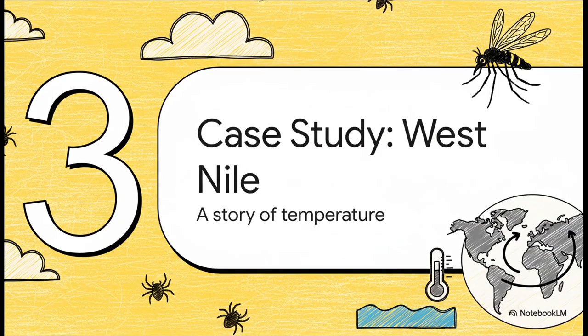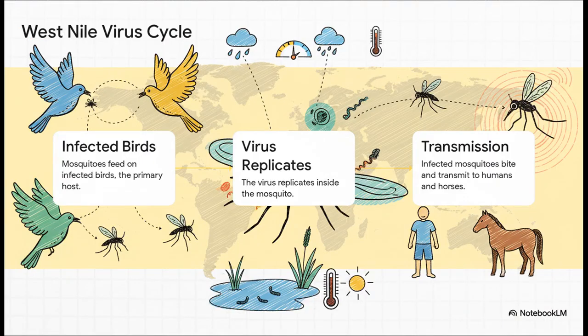All right, let's make this real. We're going to dive into our first case study, West Nile virus. This is a perfect story of how just one little piece of that environment point on our triangle, temperature, can change absolutely everything. The way West Nile virus gets around is pretty interesting. It's not really a human disease, to start with. It's a bird thing. Mosquitoes get it from infected birds and then pass it along to other birds. But sometimes those mosquitoes bite us. Or horses. We're called dead-end hosts because we get sick, but we don't really pass it on.